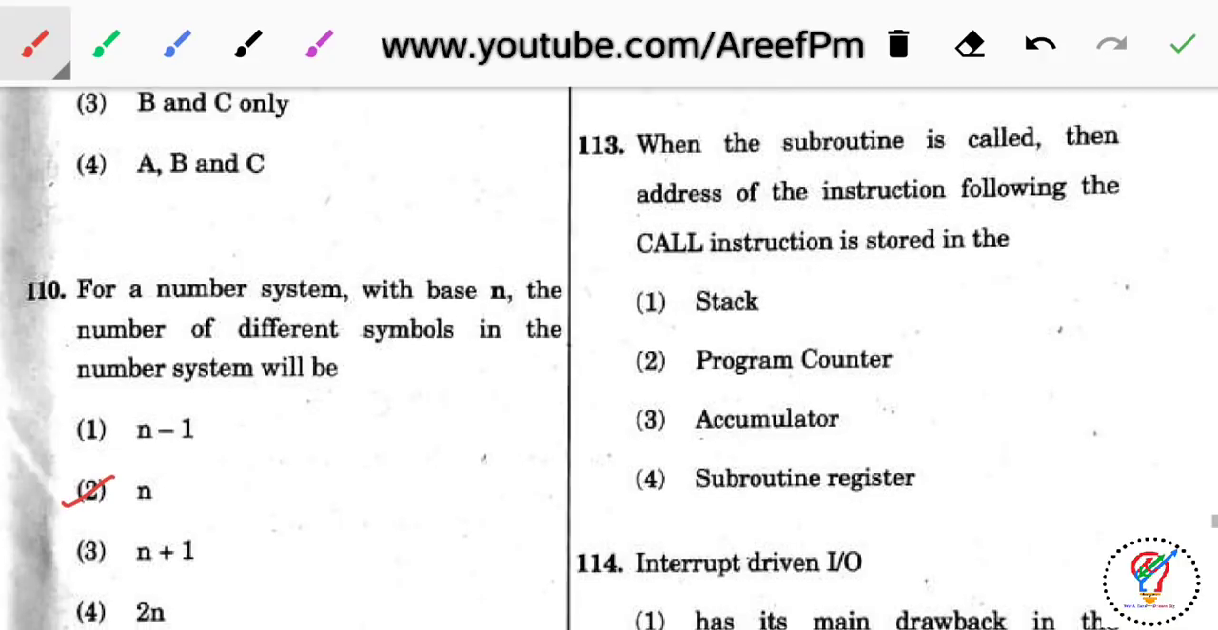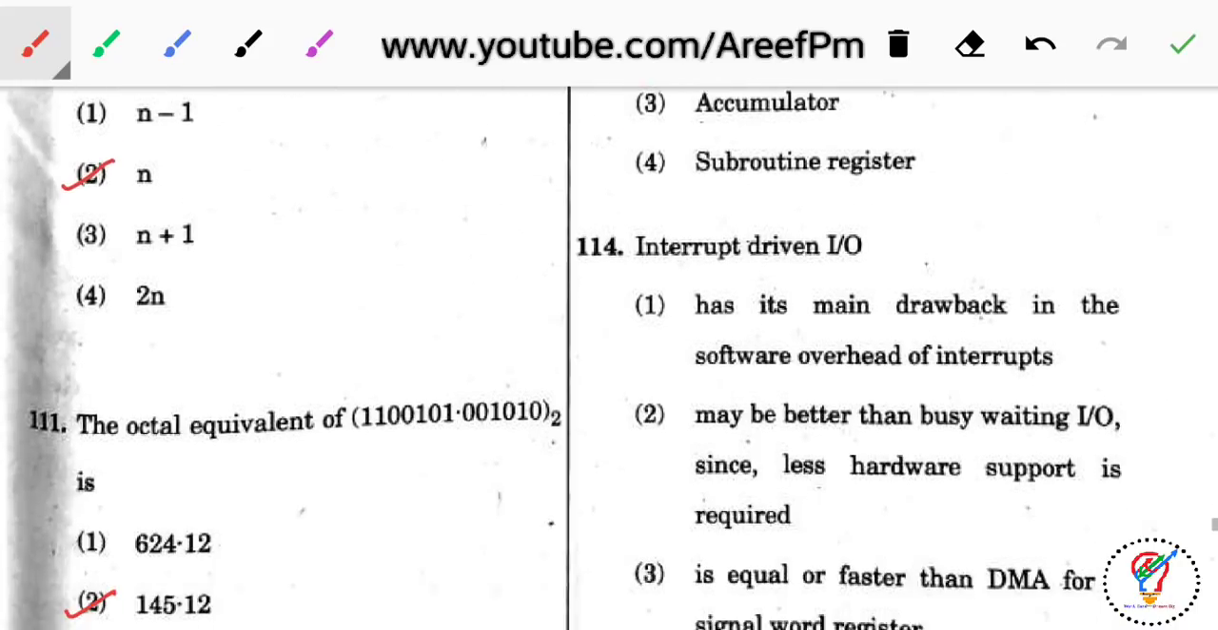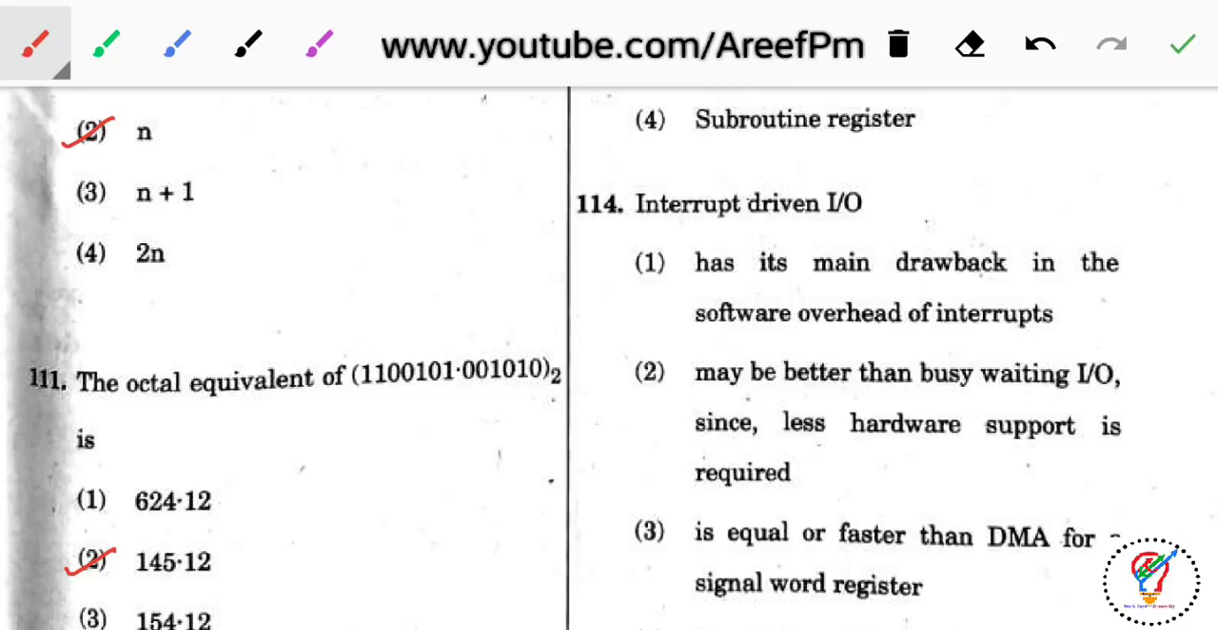Next, 113. When the subroutine is called, then the address of the instruction following the call instruction is stored in the, actually it is in the program counter, and the answer is also program counter here. Next one, 114.